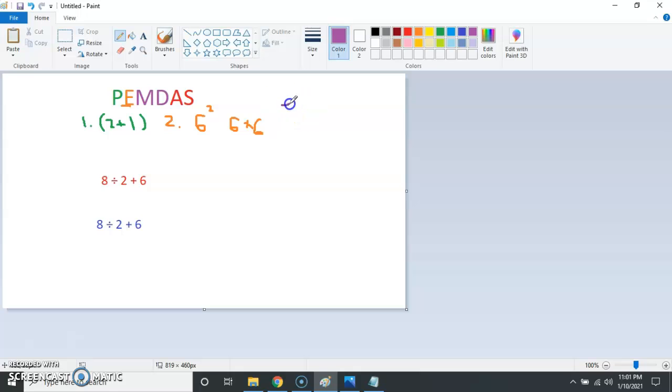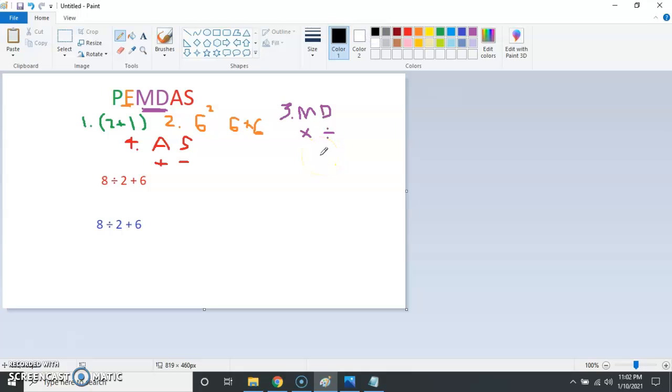Next is M and D, and that stands for multiplication and division. It doesn't matter if you do the multiplication first or the division first, but they come third, so that should be the third thing you do. And then last, we have A and S, and that stands for addition and subtraction. So if you have a long problem, the last thing that you do is the adding and the subtracting.